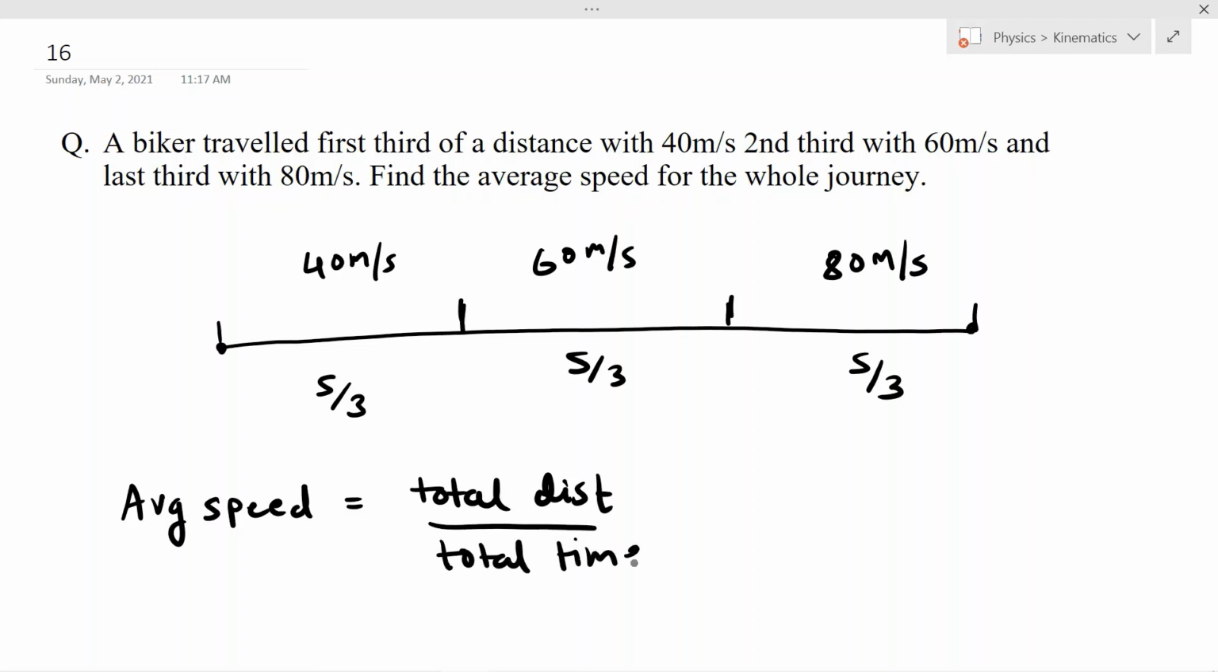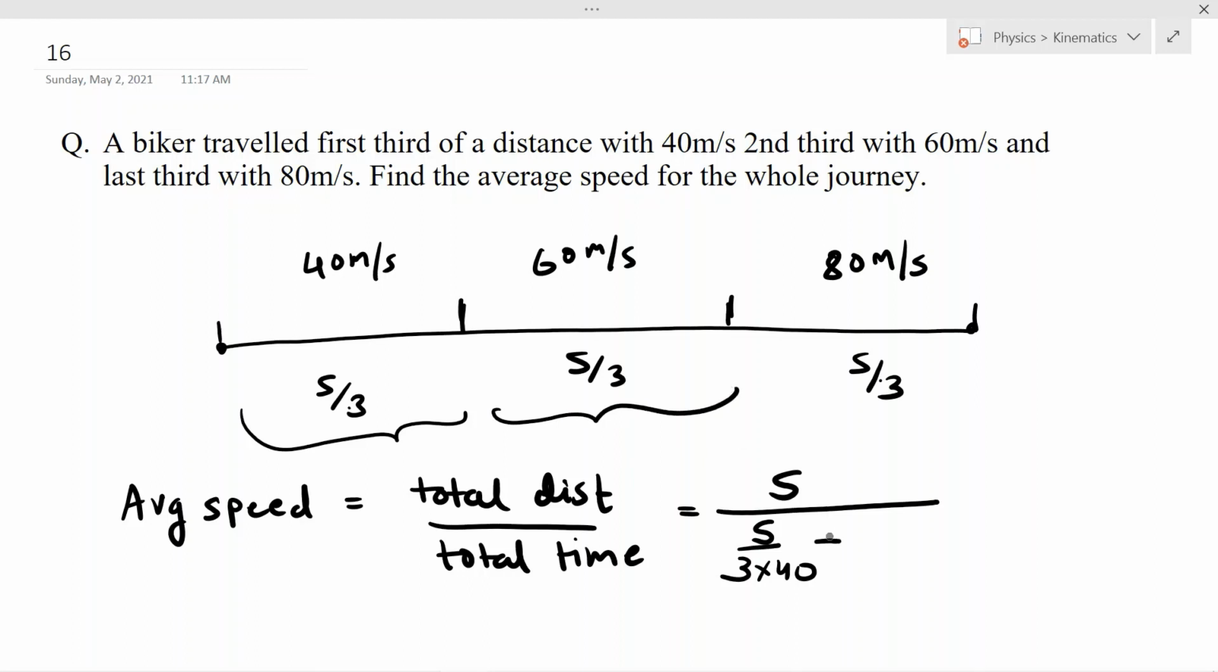So what is total distance? s by 3 times 3 will be s. This is s. Now what is total time? We know that speed is distance by time, so time will be distance by speed. So this becomes s by 3 into 40 for this interval, s by 3 into 60 for this interval, and s by 3 into 80.